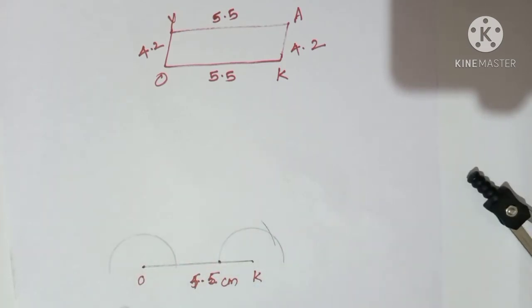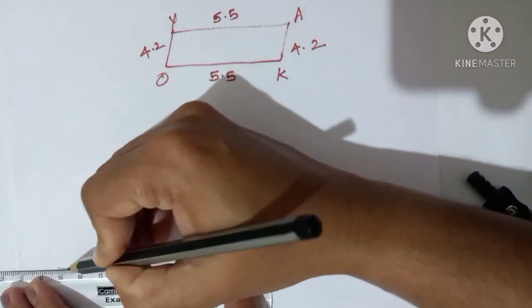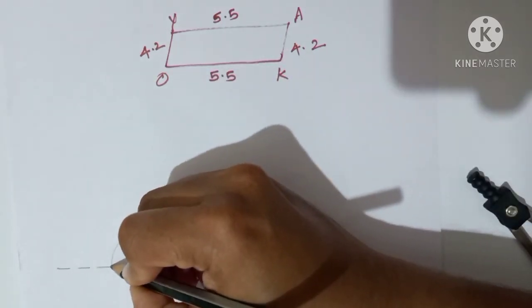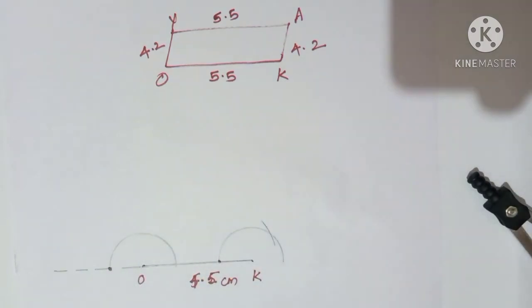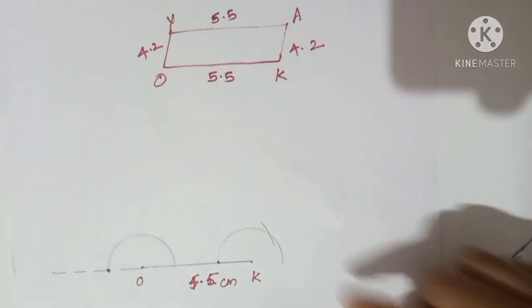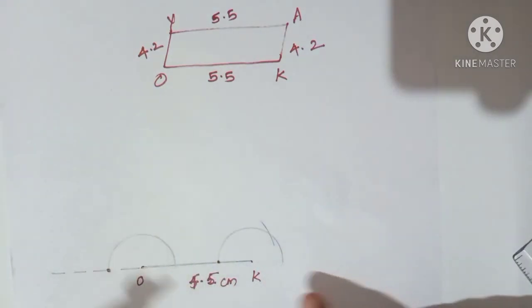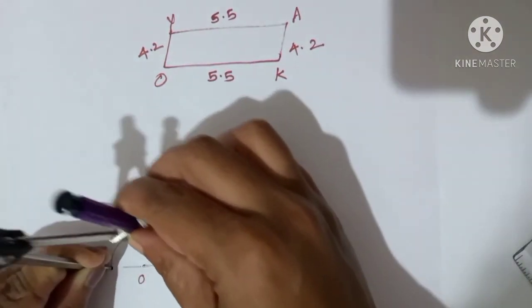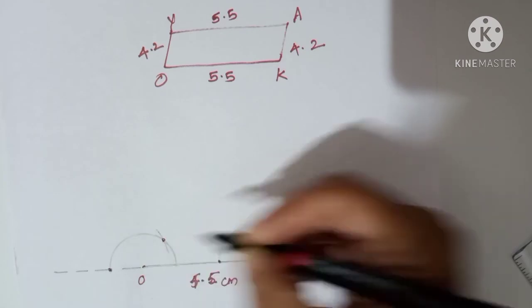Before that, here you just extend the line. You can use a dotted line for extending. Just extend the line. So you got one meeting point, right? I'll mark it with a marker. So this is one meeting point. This radius, don't change this. Same radius, keep at this point and cut an arc. Now here you got a meeting point.